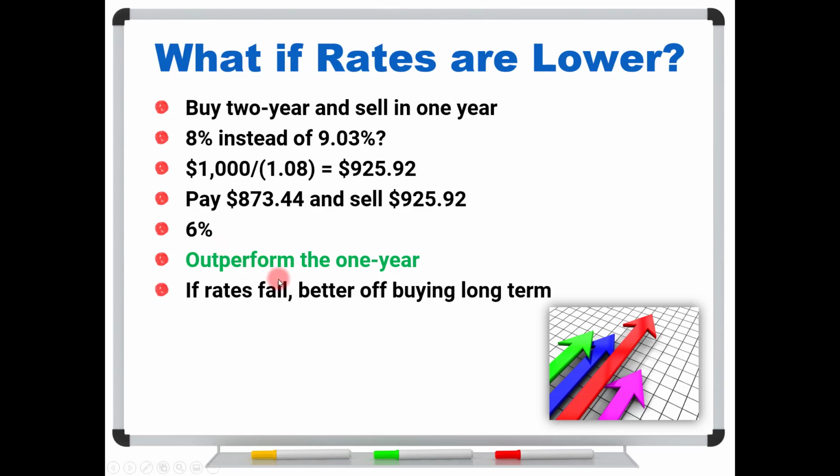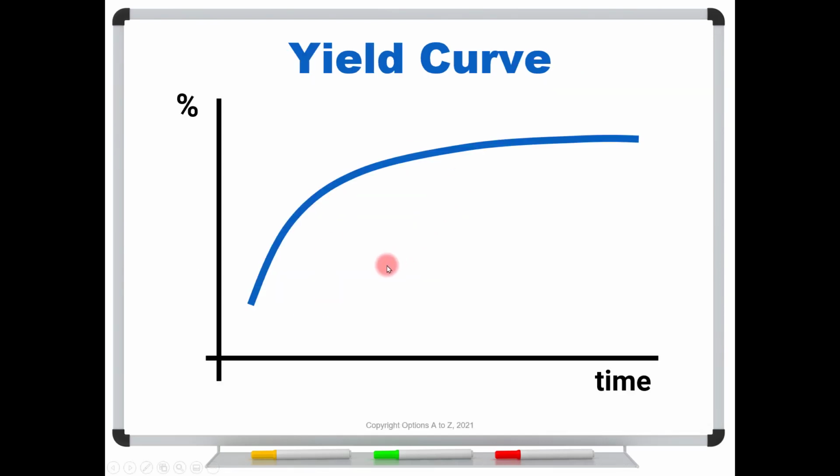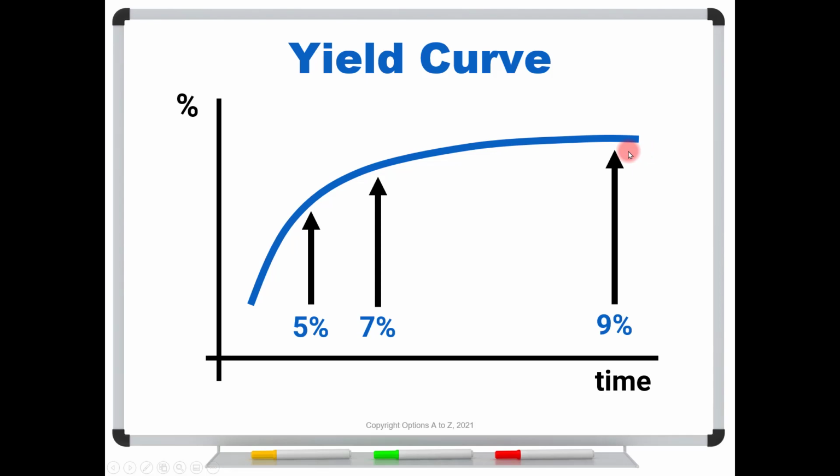So if rates fall, you're better off buying longer dated bonds. Or even if people think that they're going to fall. Remember, what matters are the expectations. So if we go back to our yield curve, again, maybe we see 5% down here, 7% up here, but maybe way out here they're 9%. Well, what's going to happen? This is, let's say, the 30-year bond. If everybody thinks that yields are going to fall, which of these would give you the most for your money?